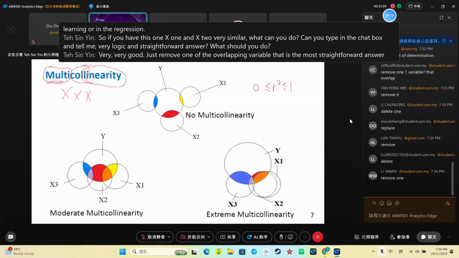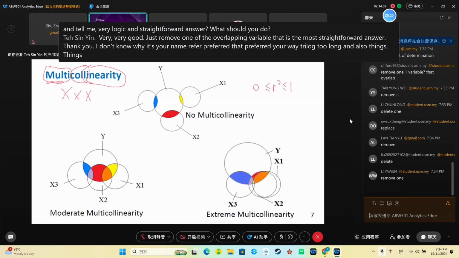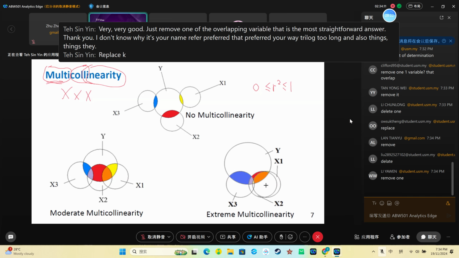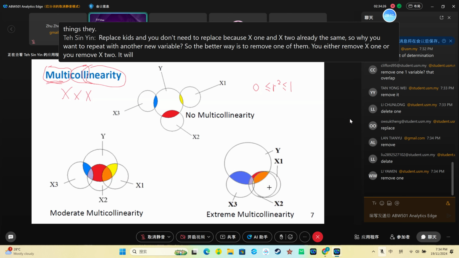Thank you. I don't know what is your name. Griffith, Yong Wei, Chun Long, and also Things. Things says replace. You don't need to replace because x1 and x2 are already the same. So why would you want to replace with another new variable? The better way is to remove one of them. You either remove x1 or you remove x2. It will reduce or solve the multi-collinearity problem.